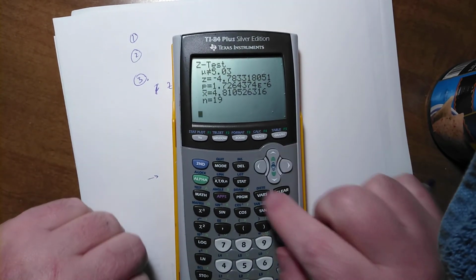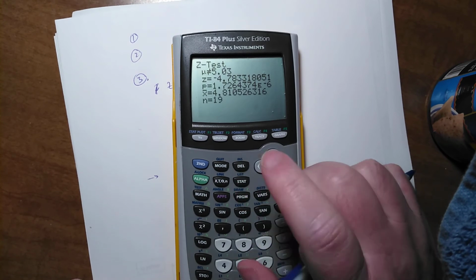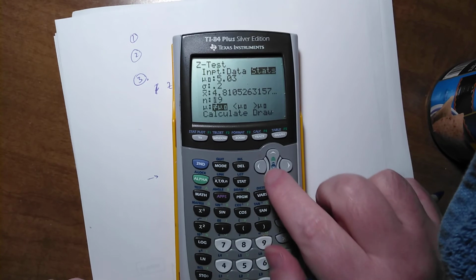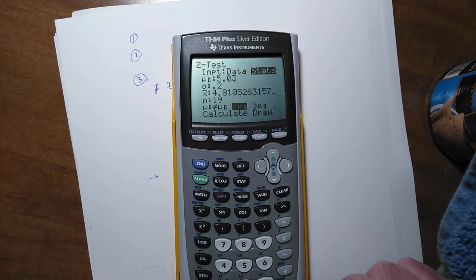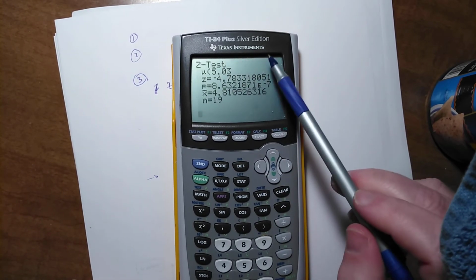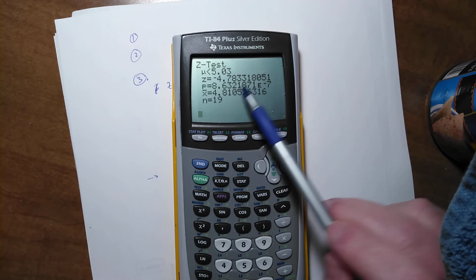Oh, wait a minute, we didn't do it right. We got a 9 equals 2. So let's go back and double check that. So stat, test, go through, and we want the less than one. That's the one we want. Now we're going to calculate. So we have mu is less than 5.03. That's what we set up.